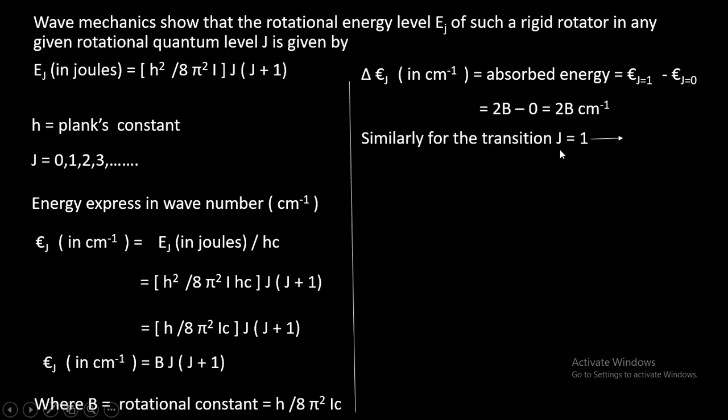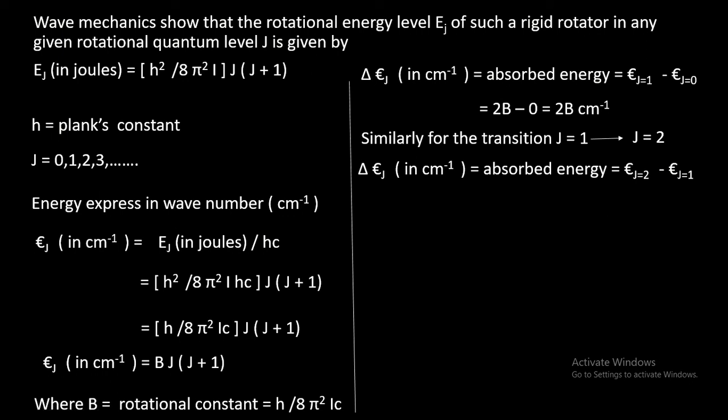Now friends, similarly for the transition from energy level 1 to energy level 2, the change in energy level equals epsilon J equals 2 minus epsilon J equals 1. Putting the value of J equal to 2 in our equation, this becomes 6B. Putting the value of J equal to 1 in the energy level equation, it gives 2B. Therefore, 6B minus 2B gives 4B per centimeter.